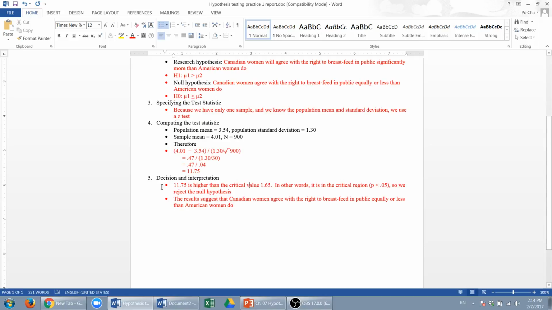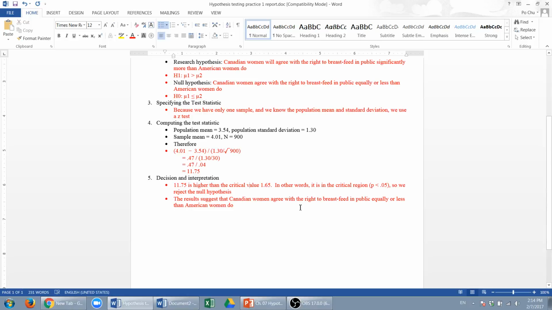So 11.75 is higher than the critical value of 1.65. In other words, it is in the critical region, and p is less than 0.05. So we reject the null hypothesis. And then to interpret the results, we would write something along these lines. The results suggest that Canadian women agree with the right to breastfeed in public equally or less than American women do.